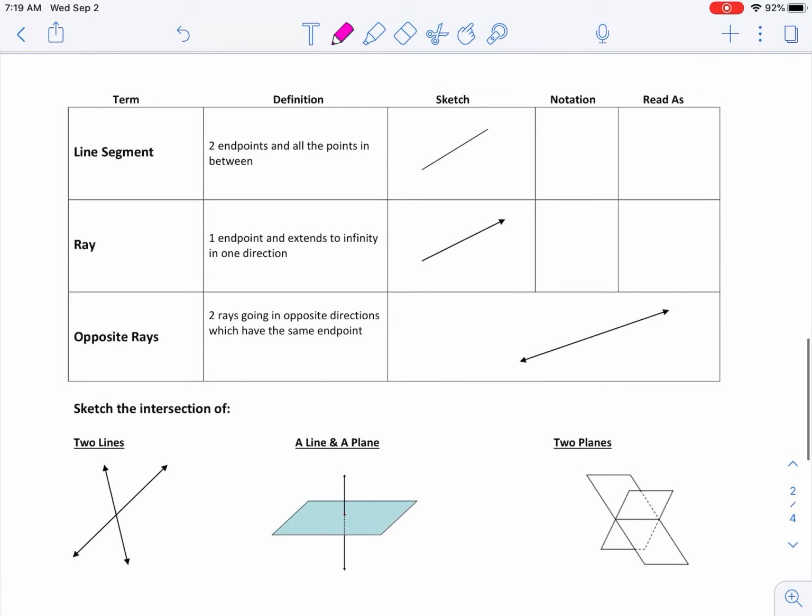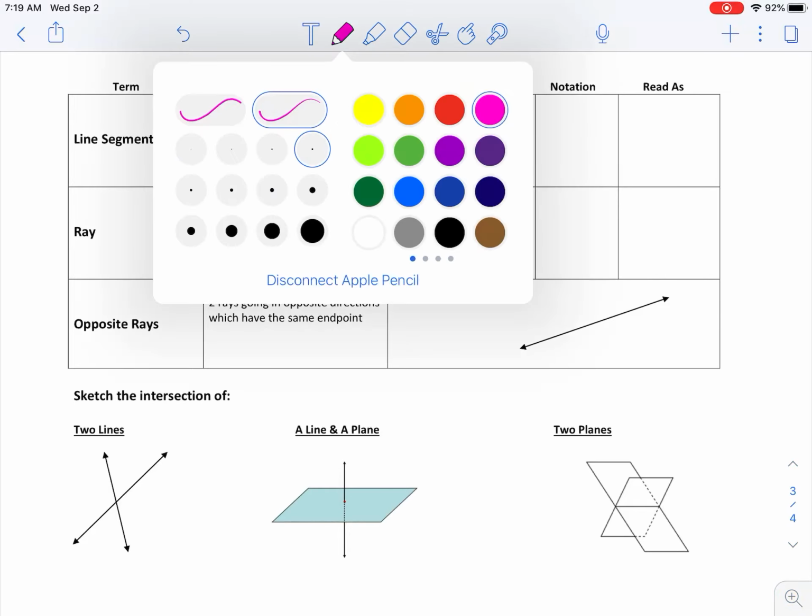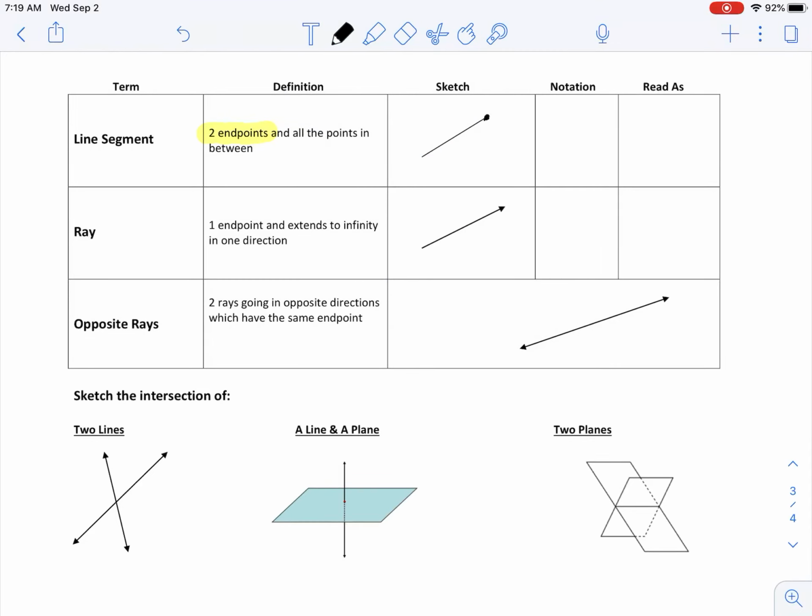All right, moving on. We have our last vocabulary word: line segment, 2 endpoints, and all the points in between. So it has 2 endpoints. That is the main part that you're going to need to have on your picture. I'll use black to go with this. I'm going to make sure that this has endpoints, and I'll name it NP. So this line segment NP, I would notate as NP with the segment bar on top, and I would read it as segment NP.